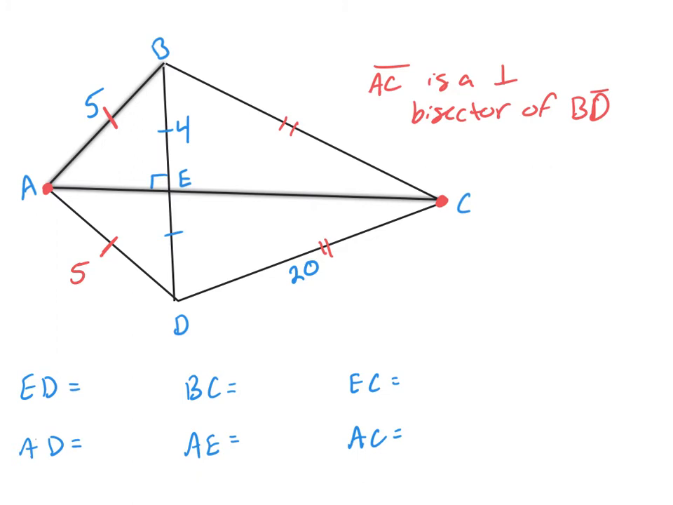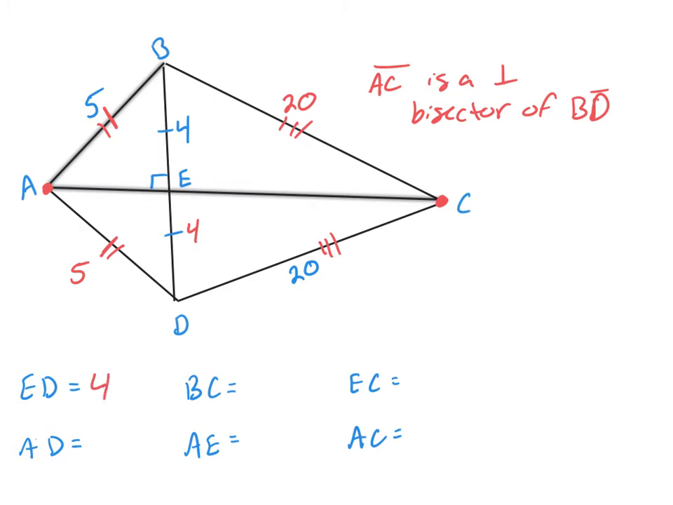Oops, actually, I should change these tick marks. That should be 2 and then 3 because we already had a single tick mark congruency marked on there. Okay, so then if DC is 20, then BC also has to be 20. So let's go ahead and fill those in where we needed to down here, and then we're also going to add in that ED should be 4.